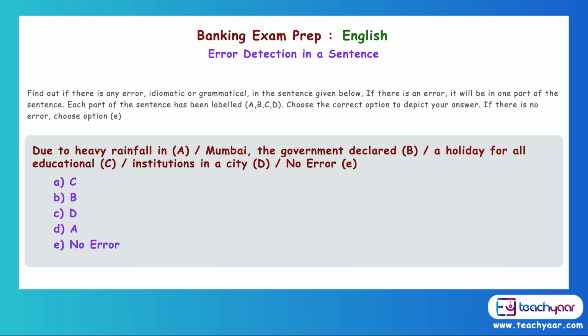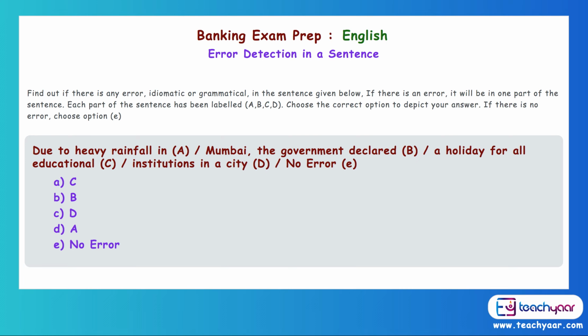Due to heavy rainfall in Mumbai, the government declared a holiday for all educational institutions in a city. If you read this carefully, and when you're reading, don't stop at A or B. Just read it, then only you will get the flow. So read the whole sentence, and you will understand that there is a mistake somewhere. Somewhere you get stuck. So if you read it again, due to heavy rainfall in Mumbai, the government declared a holiday for all educational institutions in a city. You know that there is an error.